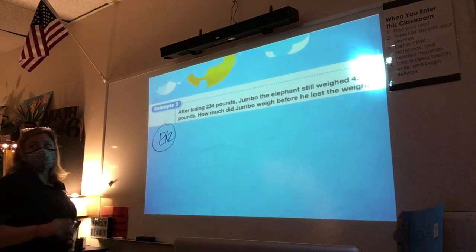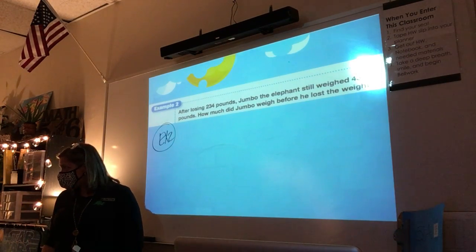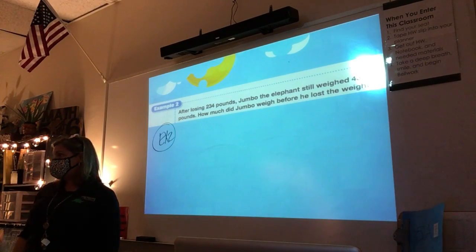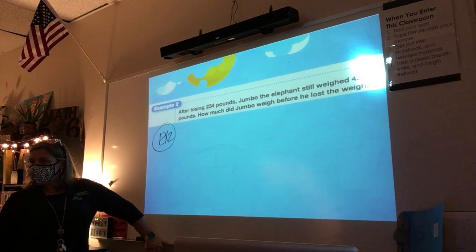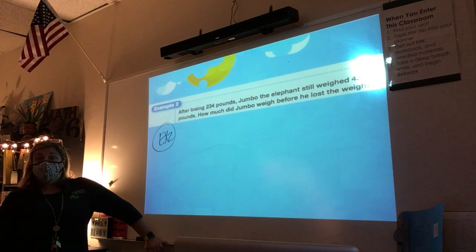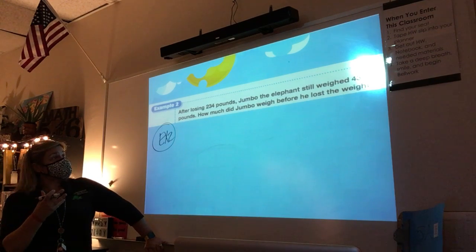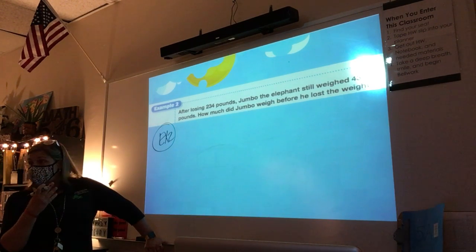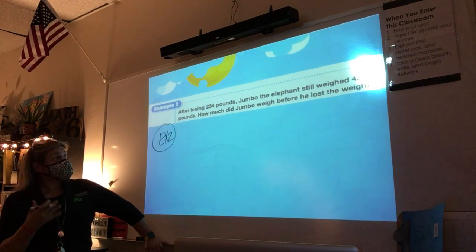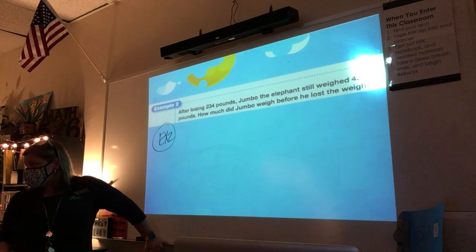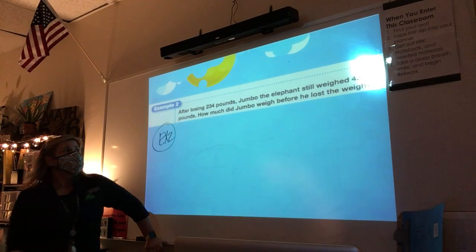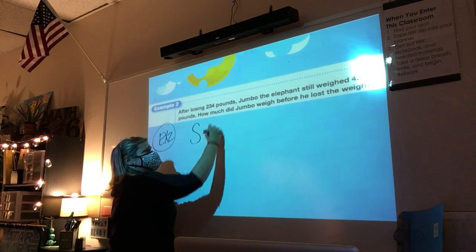After losing 234 pounds, Jumbo the elephant still weighed 4,368 pounds. How much did Jumbo weigh before he lost the weight? Okay, so if this big Jumbo the elephant had lost weight, in this case it might be because he was sick, probably not because he was on a diet and trying to lose weight. So we're going to say this is sad that Jumbo was sick.